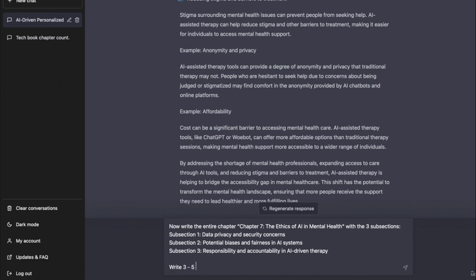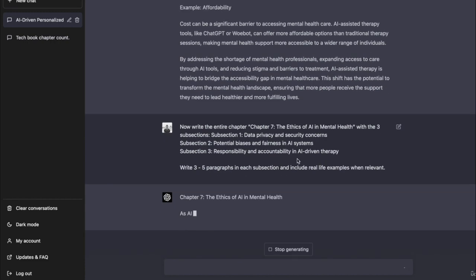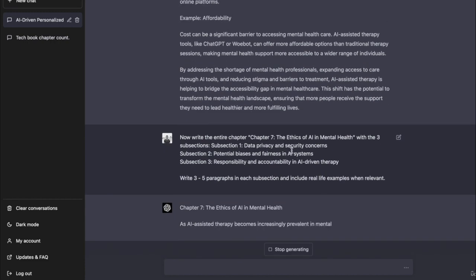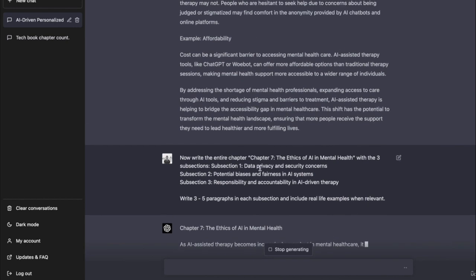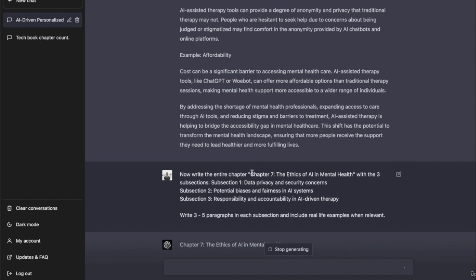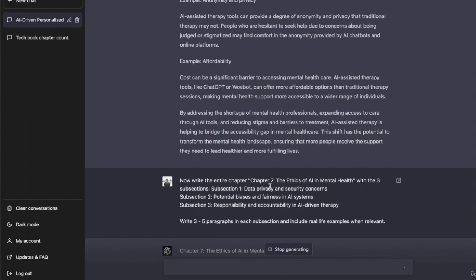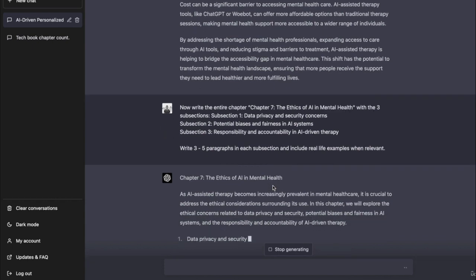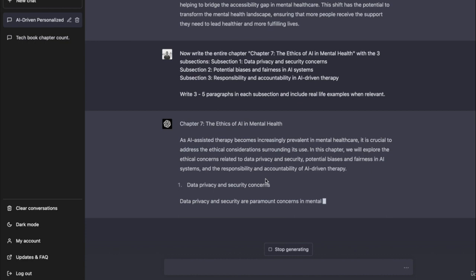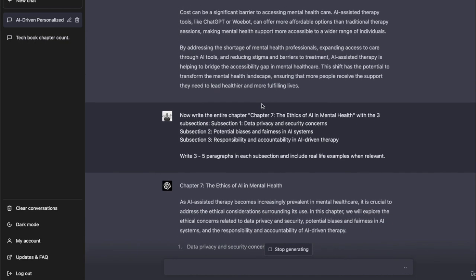Write 3 to 5 paragraphs in each subsection and include real life examples when relevant. So one thing I've actually noticed is that it is very focused on ethics, but to the point where it would repeat itself. In each previous chapter, and almost in every subsection, it ended the subsection with a paragraph about the ethics. So it's good that it's focused on the ethics and it was over-communicated, but in a book context, it was just repeating and using the same words, same phrases, sentences. So I actually had to delete all of that.